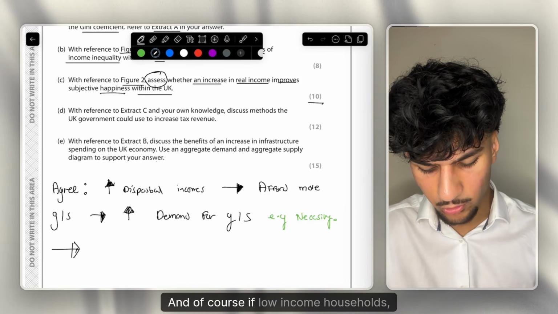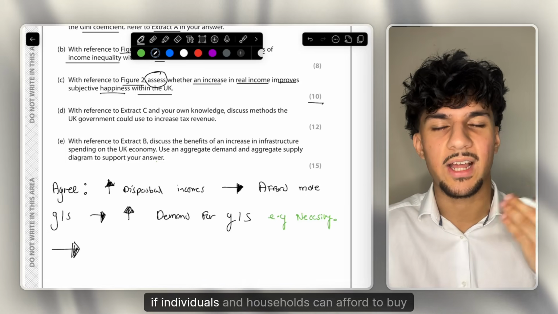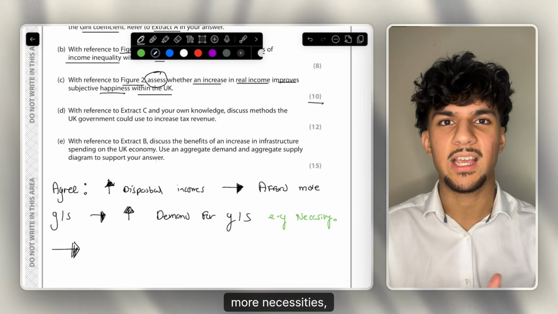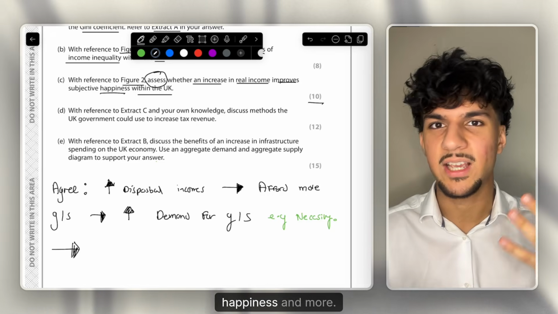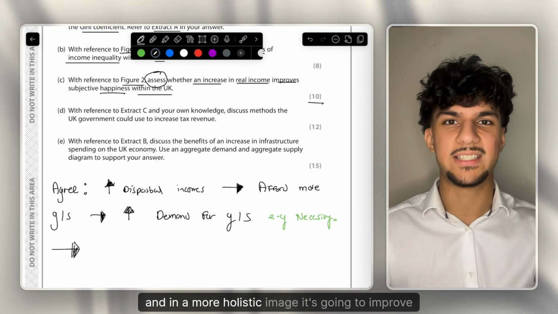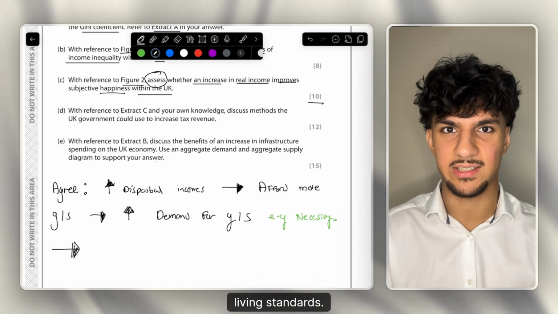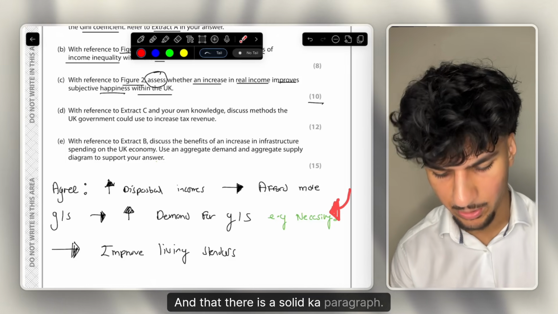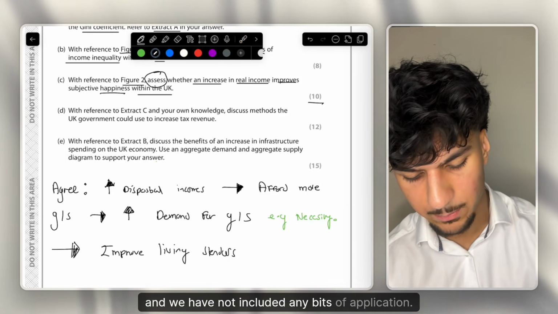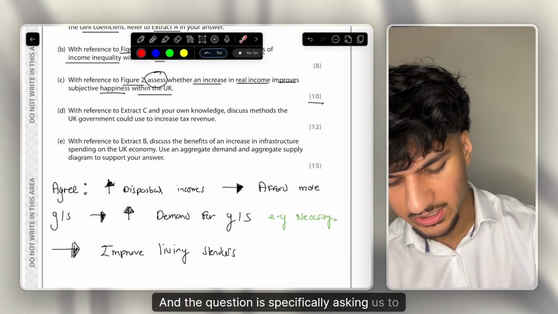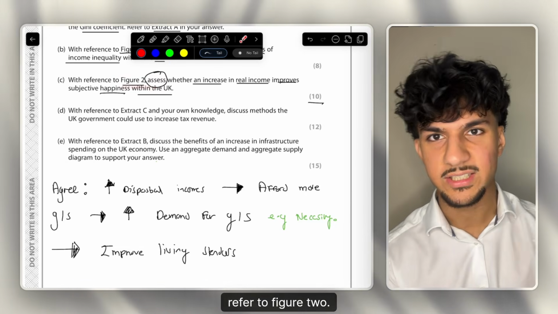And of course, if individuals and households can afford to buy more necessities, how is that going to affect them? That is, of course, going to improve consumer happiness, and in a more holistic image, it's going to improve living standards. And that is a solid KA paragraph, but of course, there are 2 marks for application, and we have not included any application, and the question is specifically asking us to refer to figure 2, so let's have a look at that.